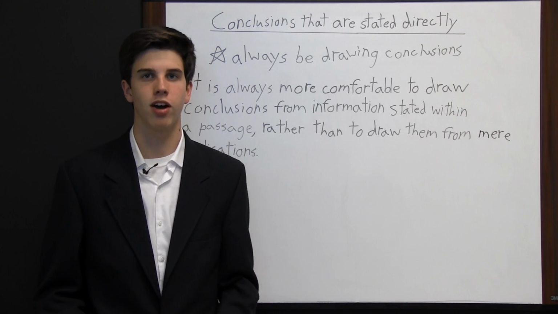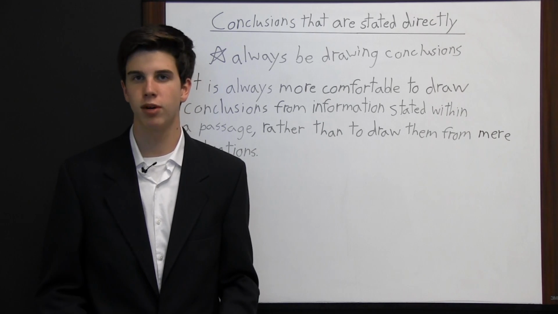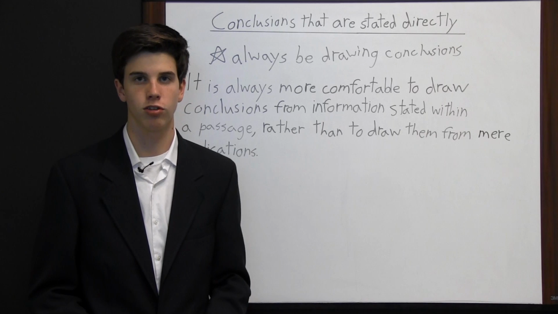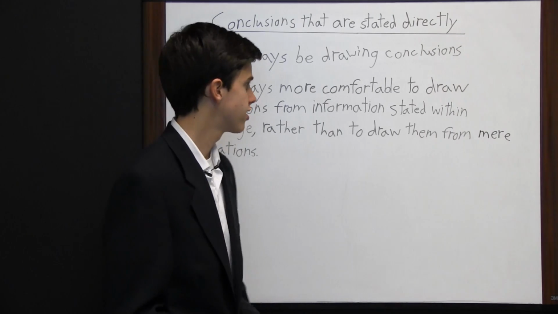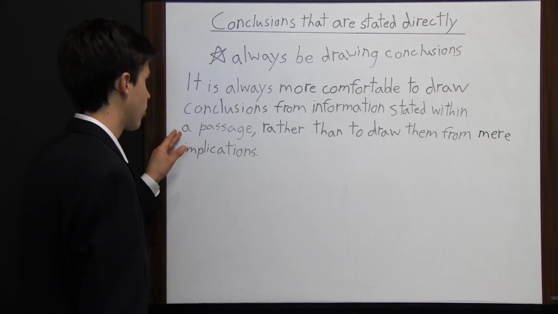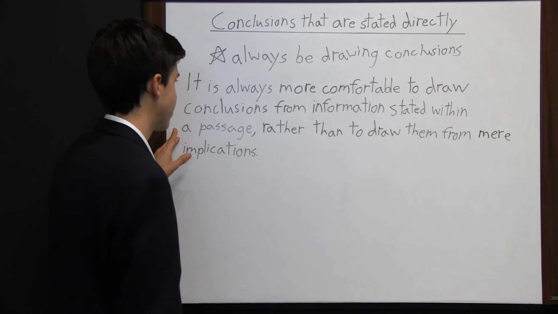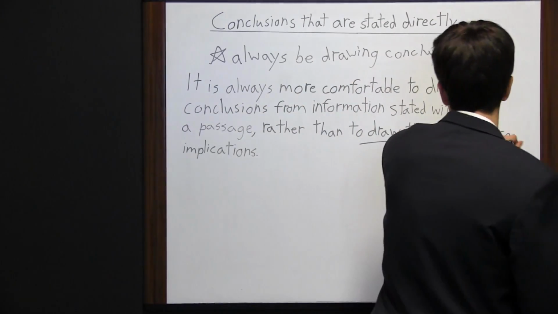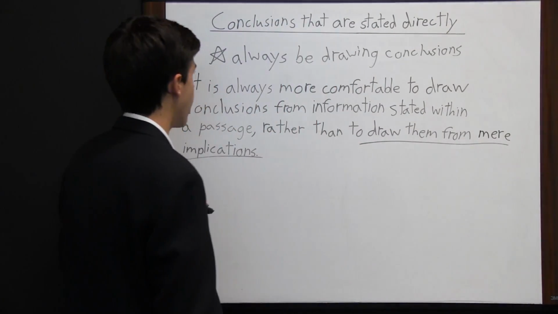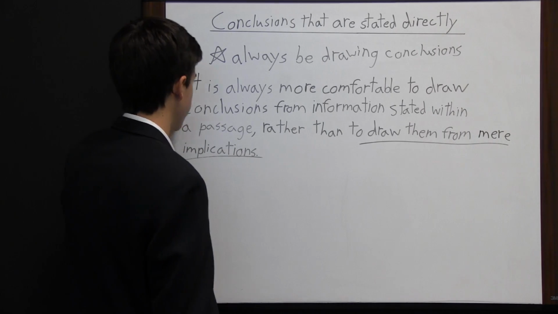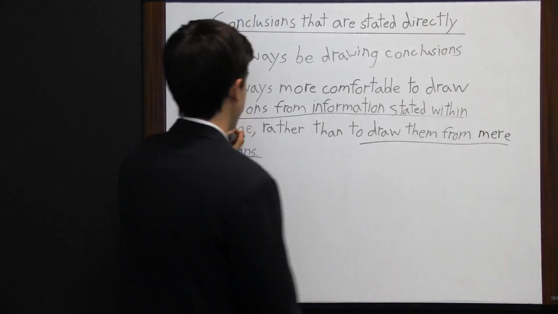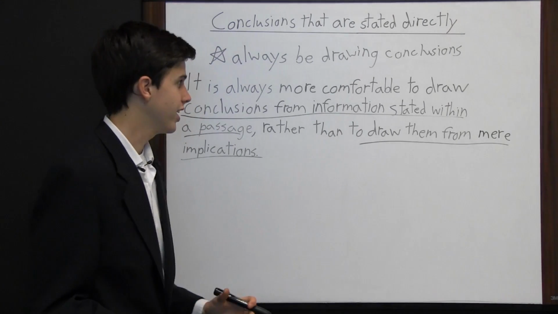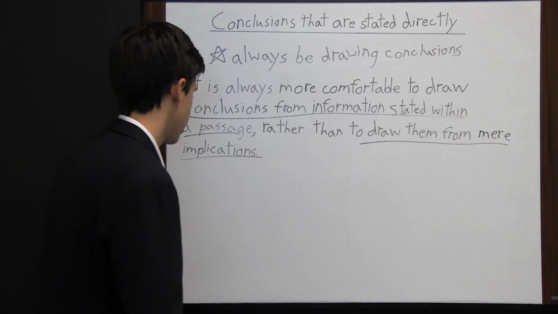In this case, we're talking about conclusions that are stated directly, and these are much easier to find. However, you don't know where in the paper you are going to find this conclusion that is stated directly. Read this sentence. It is always more comfortable to draw conclusions from information stated within a passage rather than to draw them from mere implications. So when we're talking about drawing them from mere implications, that's called inferring. Now, when you're able to draw conclusions from information stated within a passage, that's talking about when a conclusion is stated directly. So these kinds of passages are pretty easy because the information is going to be stated directly.